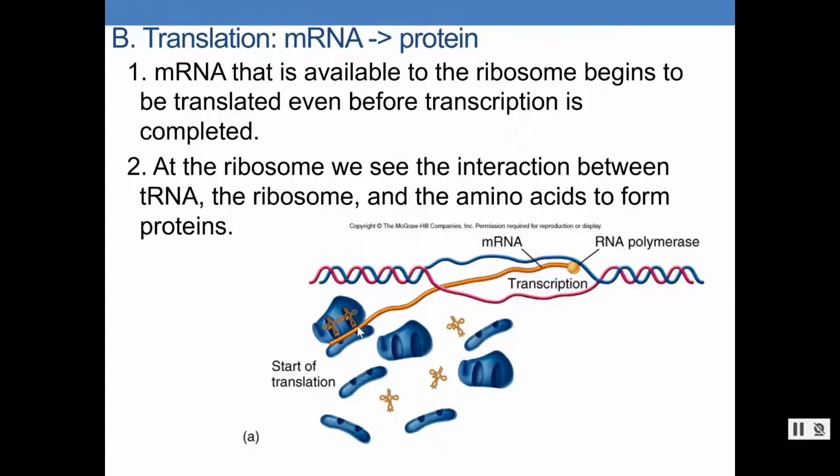This can occur in prokaryotic cells because there's no nucleus, right? Prokaryotic cells, no nucleus, no barrier. This, where transcription and translation are occurring at the same time, does not happen in eukaryotic cells. So this is something specific to prokaryotic cells, and it's made possible because there's no boundary or barrier or nuclear membrane in between transcription and translation. Ribosomes are in the cytoplasm, but so is the nucleoid region. So all of this is going on in the same place.